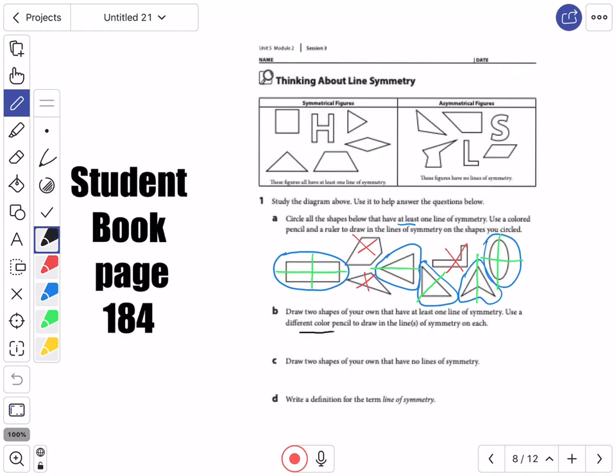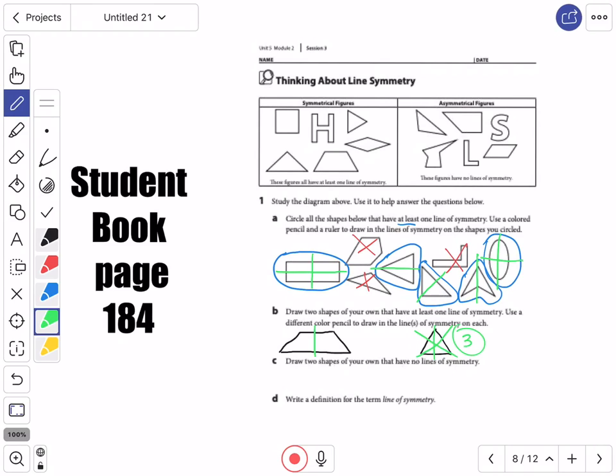All right, for B, draw two shapes of your own that have at least one line of symmetry. So I'm going to draw two shapes, but I want you to draw two different shapes. So use a different colored pencil to draw a line of symmetry on each if you have colored pencils. Here will be my examples. Now I know I'm not drawing exactly perfect here, but I have a trapezoid, and its line of symmetry would be right there if this were a perfect trapezoid. I know it's not perfect, and I'm sorry.